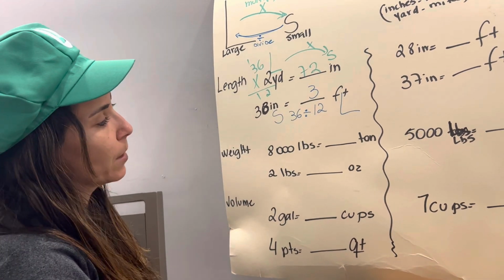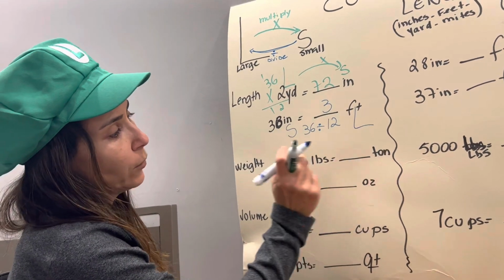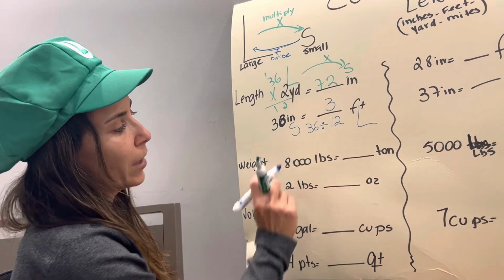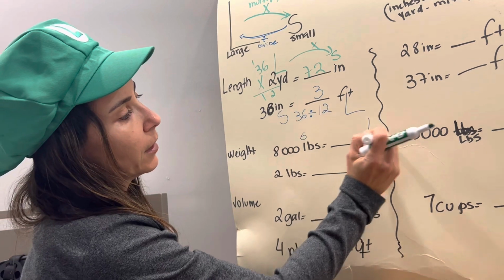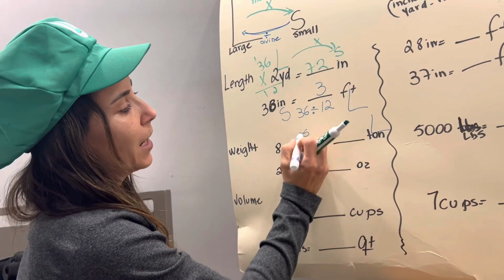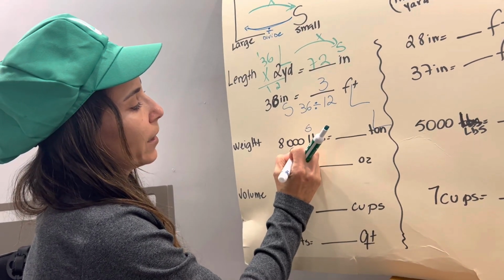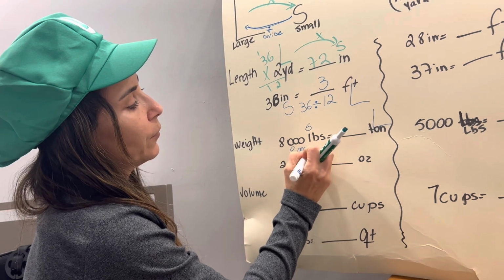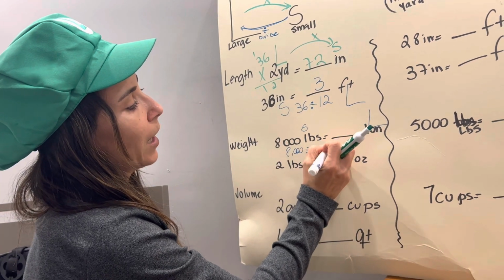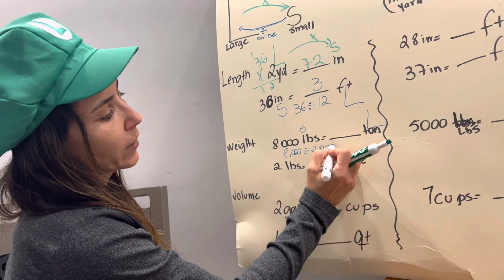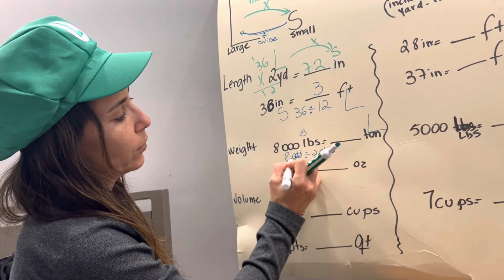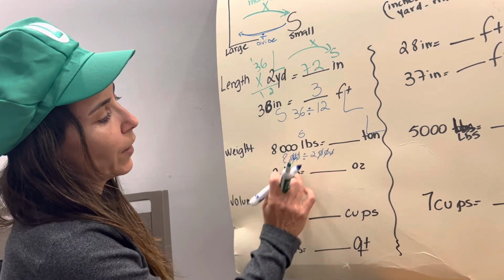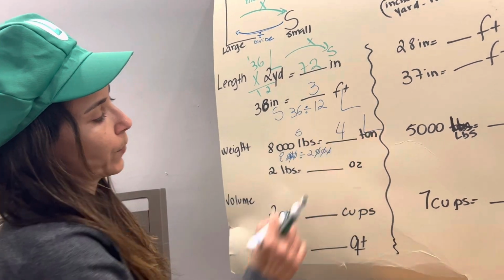Same thing with weight, in pounds. 1 ton has 2,000 pounds. Pounds is what? The small, this is the large. So the small going to the large, I divide. So I get 8,000 divided by 2,000. When I have zeros, I can cross out the same number of zeros on each side. 8 divided by 2 is 4.